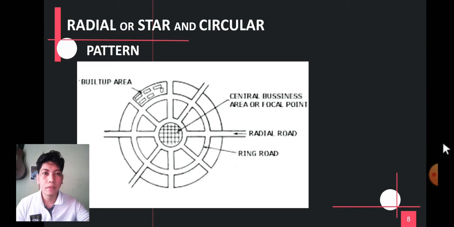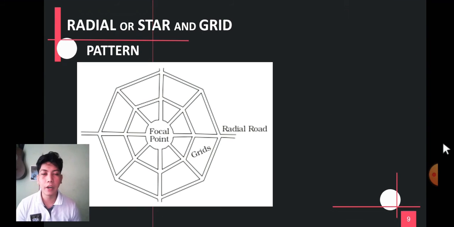So the next radial pattern is a radial or star grid pattern. In this pattern, it is somehow a combination of radial and grid pattern. A radial network of roads radiate from the center outwardly, same as the previous one. However, the concentric roads we could see here are known to be grids, and the main radial streets are interconnected by providing grid patterns between the main streets. And the main streets I am talking about are the radial roads. They are being connected by this grid or the concentric road.